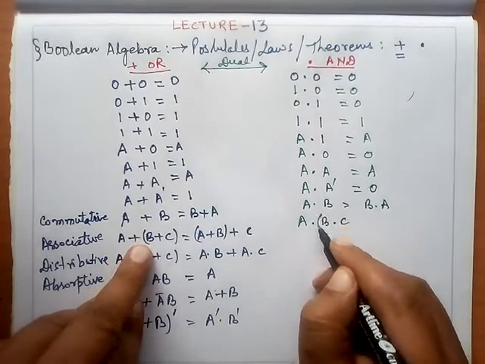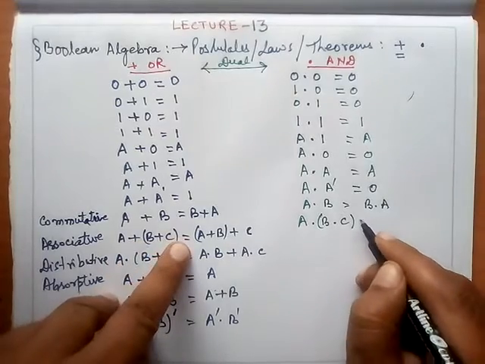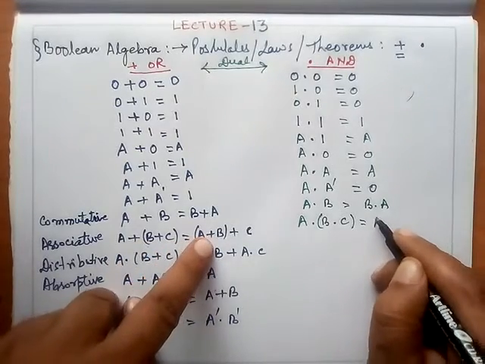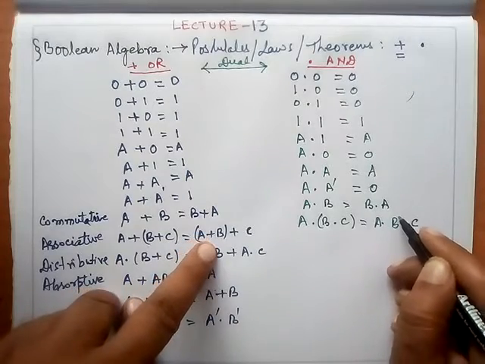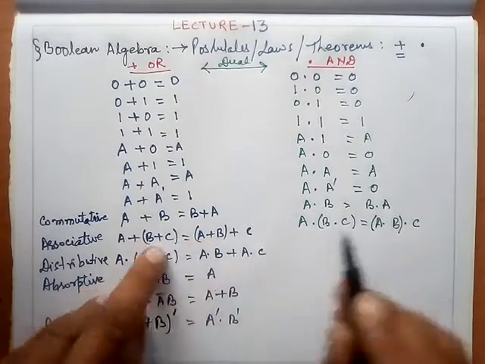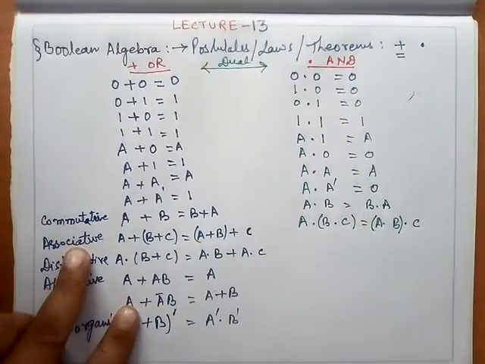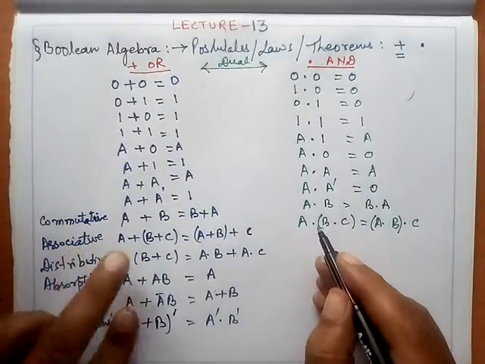I put the bracket at the same position here also, is equal to A dot B dot C, and I'll put a bracket here. So this is the associative law for AND operation or for this dot operation.